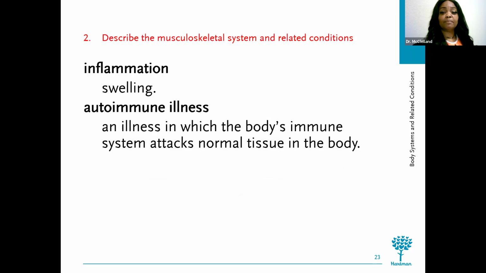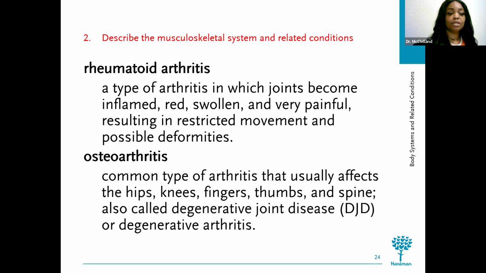We want you to think about inflammation, which is simply swelling. I want you to know that an autoimmune illness is an illness in which the body's immune system attacks normal tissue in the body. Rheumatoid arthritis is a type of arthritis in which joints become inflamed, red, swollen, and very painful, resulting in restricted movement and possible deformities. That's rheumatoid arthritis.